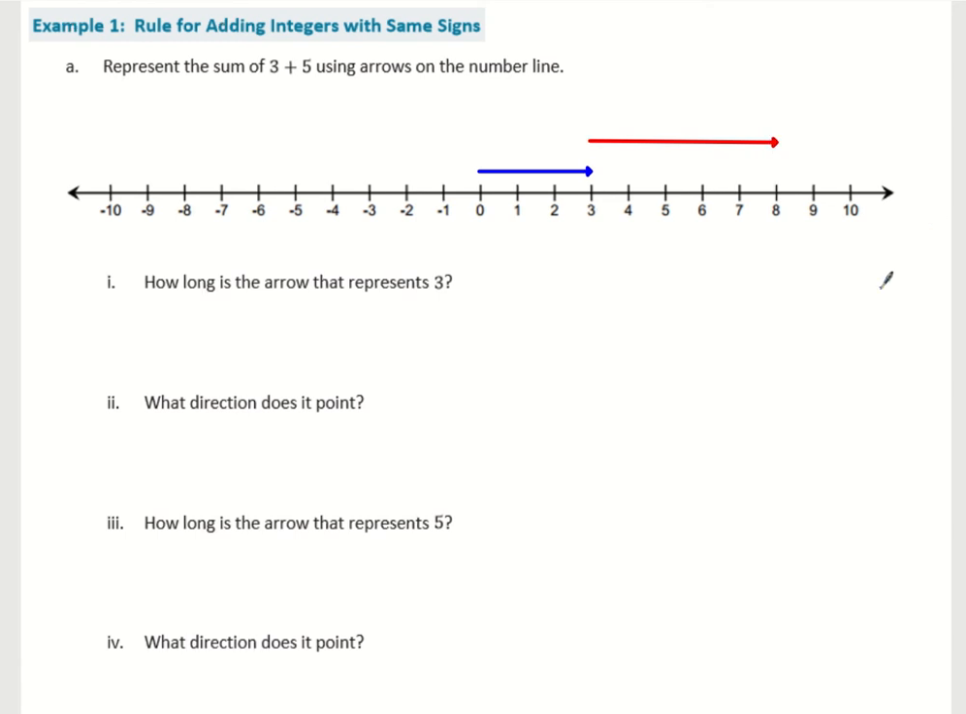So it asks us, how long was that arrow that represents 3? Well, that's pretty simple. The arrow that represents 3 is 3 units long. Which direction does it point? Well, we're dealing with a positive number right now, so our positive numbers point to the right. And if we look at what we have here, that's pointing to the right.